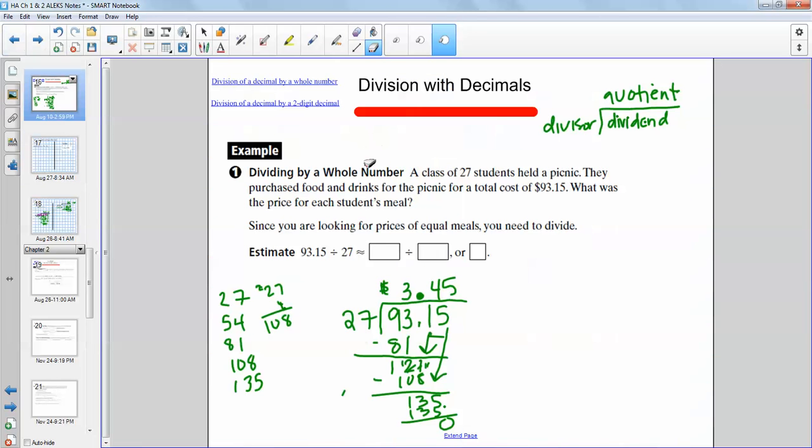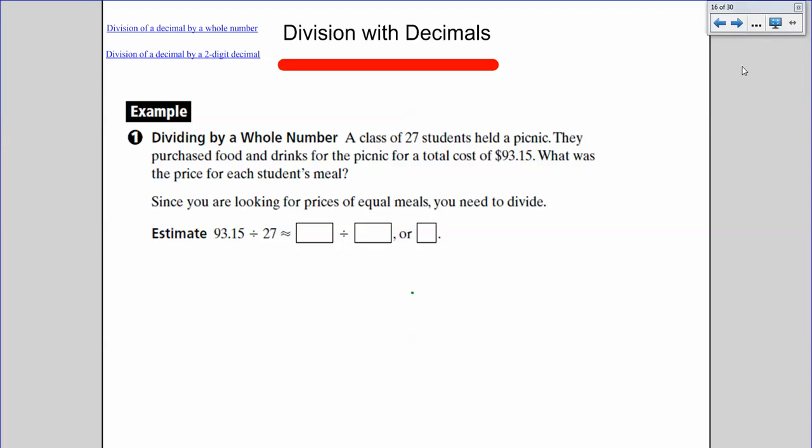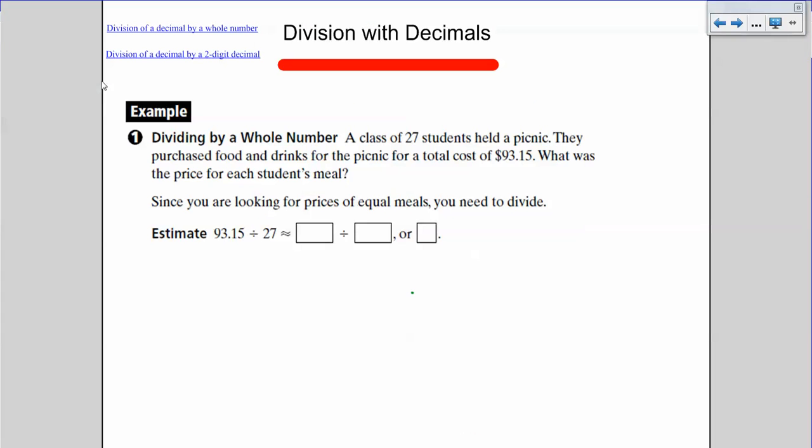Hi gang, today we're going to be looking at division with decimals and with whole numbers. So the name of the game is, what am I supposed to do with my decimal point? What's different when I'm doing division with decimals versus just division with whole numbers? So let's take a look at that.